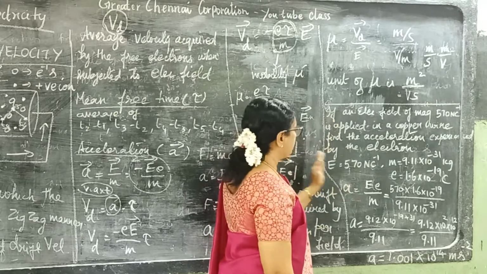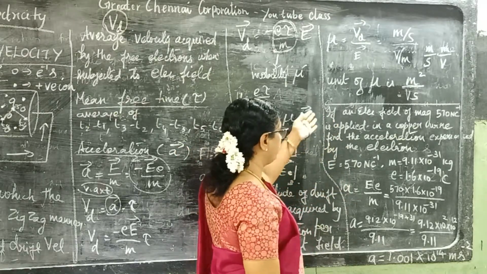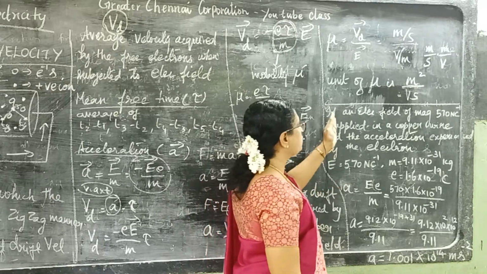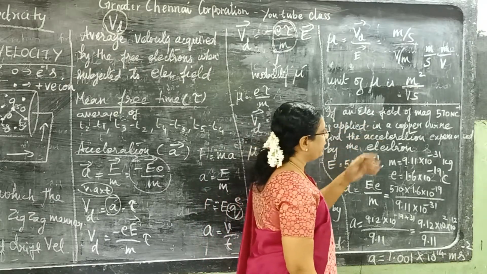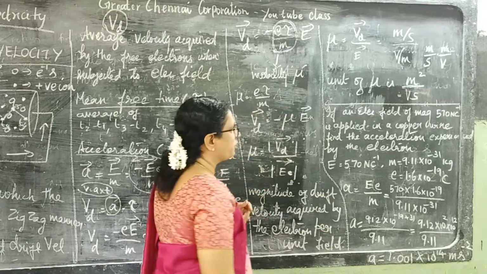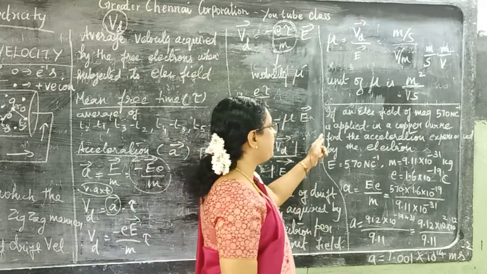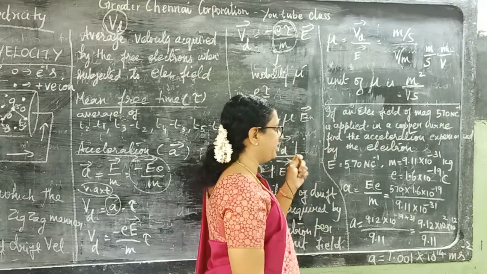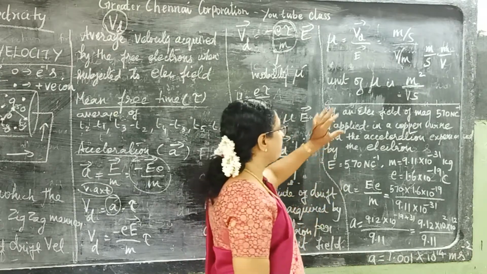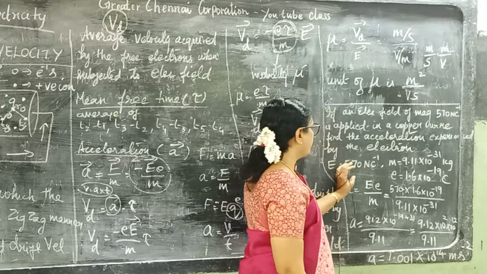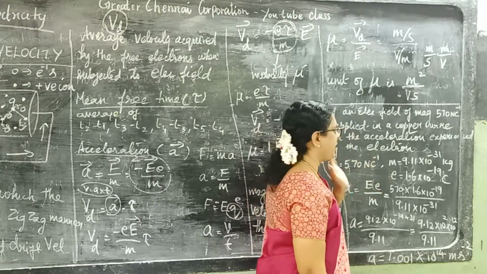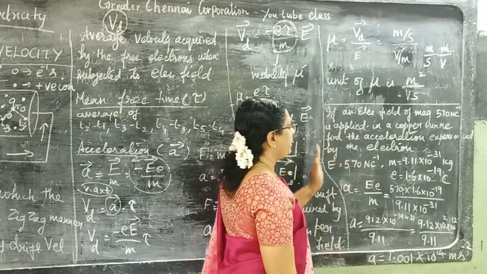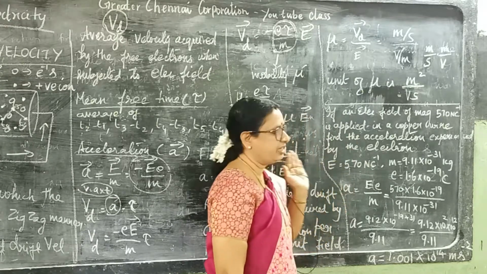Now based on this expression, one problem is given. Example 2.2: if an electric field of magnitude 570 Newton Coulomb power minus 1 is applied in a copper wire, find the acceleration experienced by the electron. They have given only the electric field, E is equal to 570 Newton Coulomb power minus 1. What have they asked us to find? Acceleration experienced by the electron.